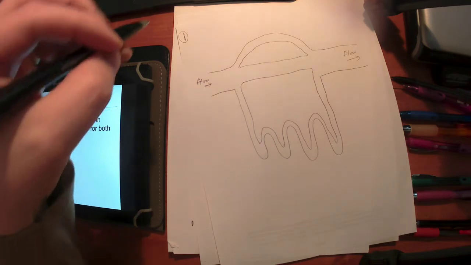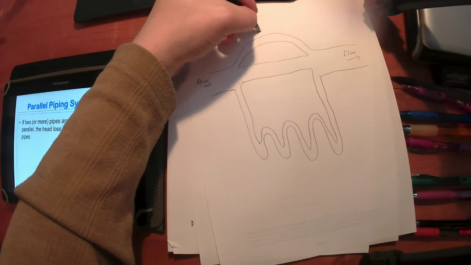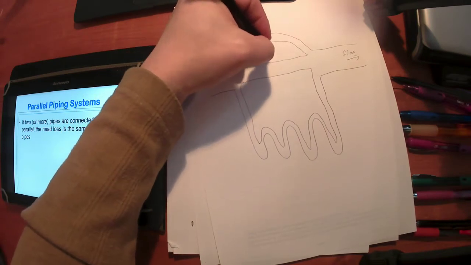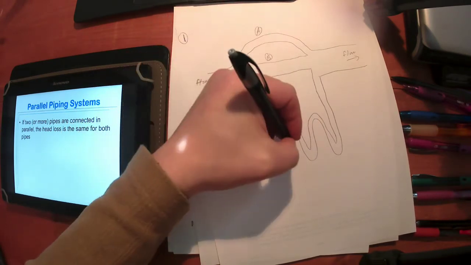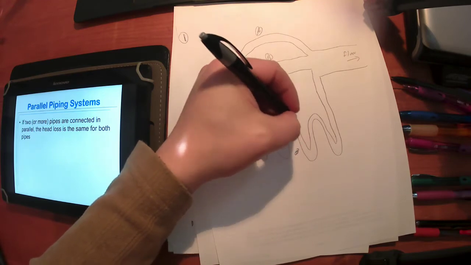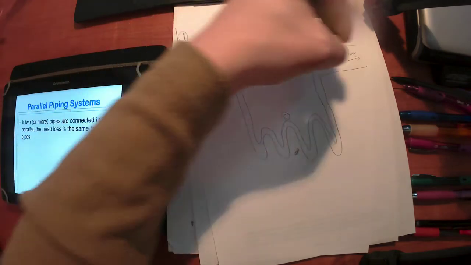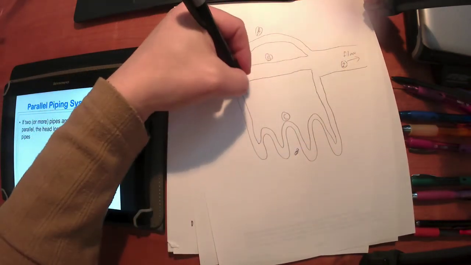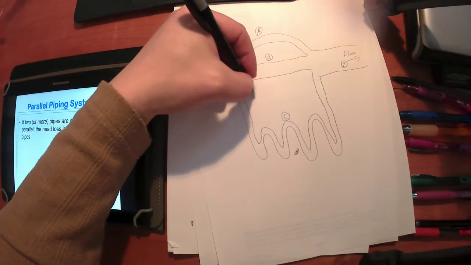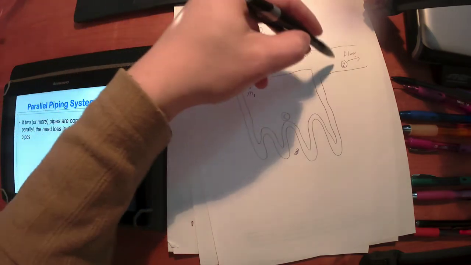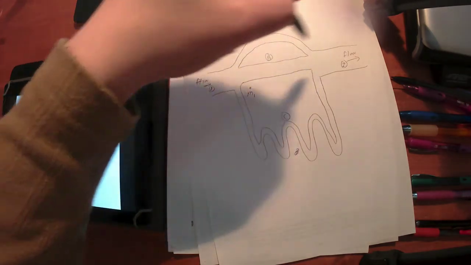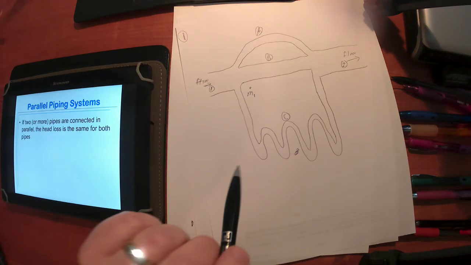Okay. So let's say I've got pipe A, pipe B, and pipe C all flowing in parallel. Well, if we call this 1 and we call this 2, we know conservation of mass tells us that m dot 1 is going to equal m dot 2, that the mass flow rate is going to be the same at both ends of this over here. Right?